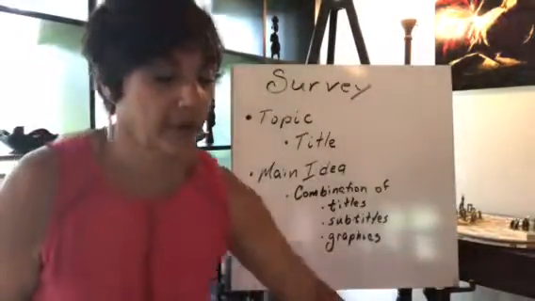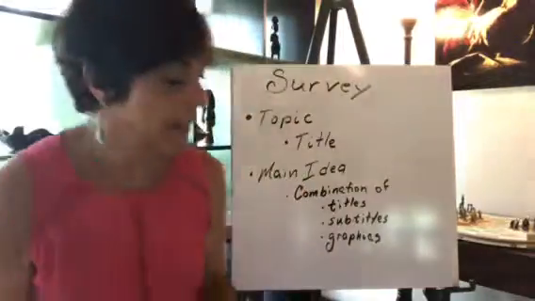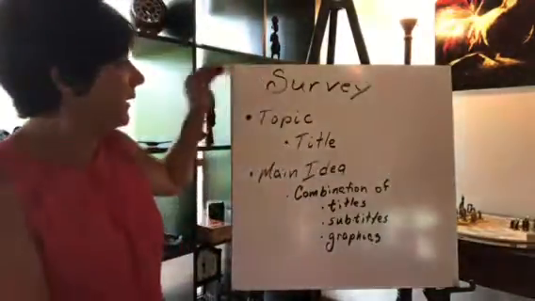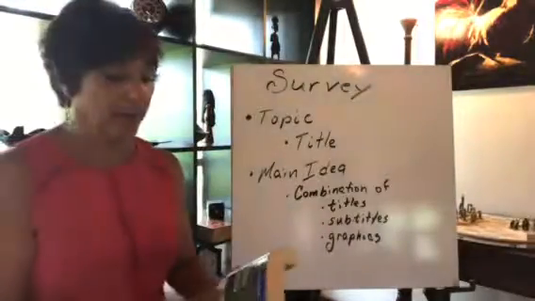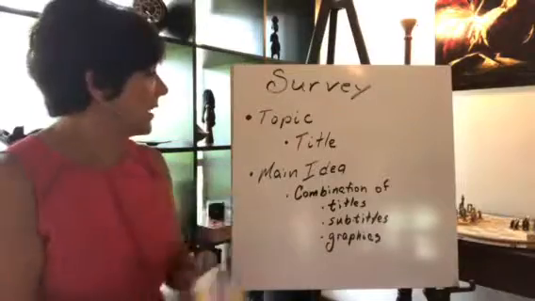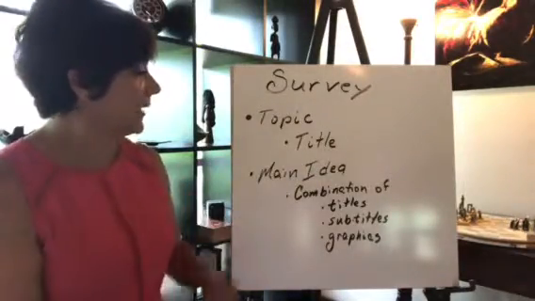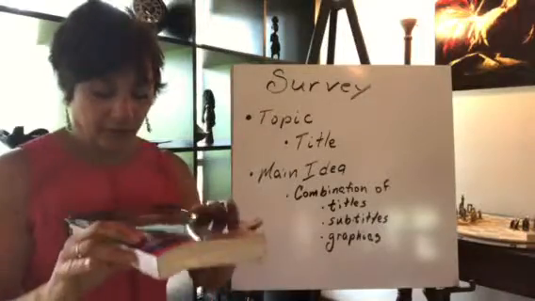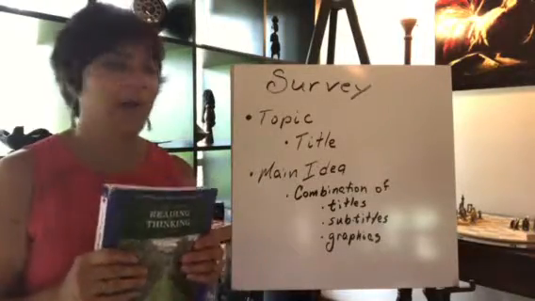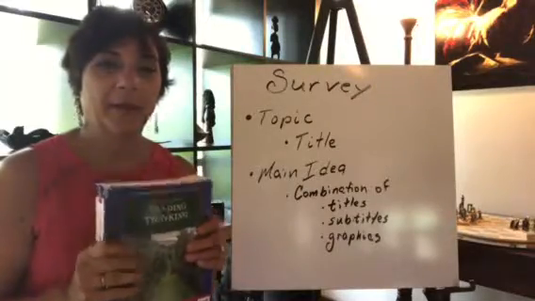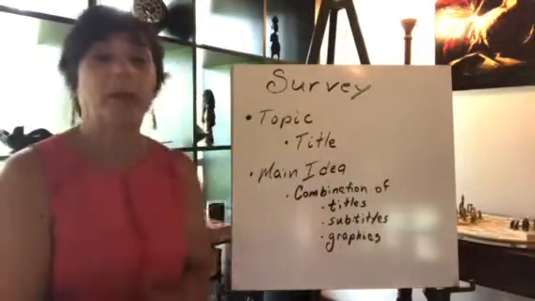Next, I want to go a little further into surveying just quickly. When we survey, we get our topic. The topic of this book is Reading for Thinking. That's the title. The title helps me with the main idea. It's how do I think about my reading while I'm doing it? What do they mean by reading for thinking?